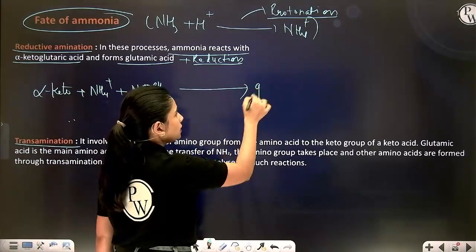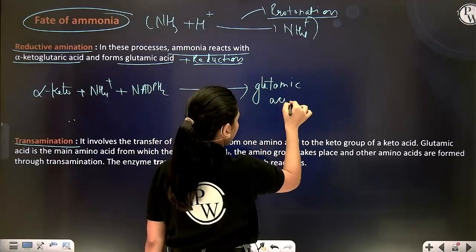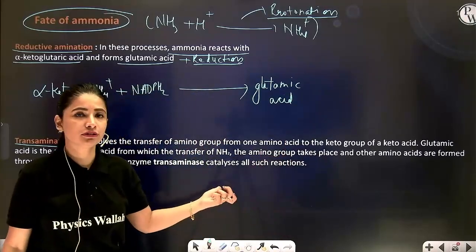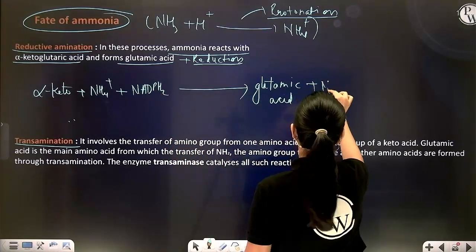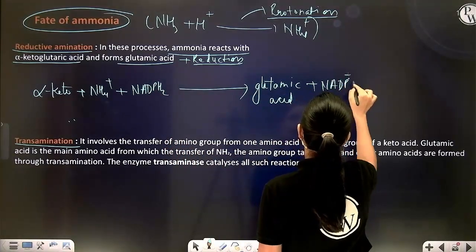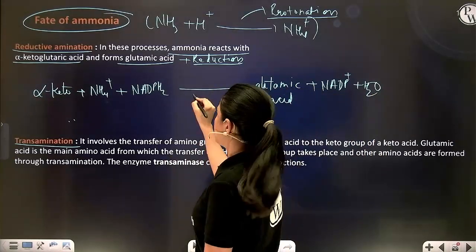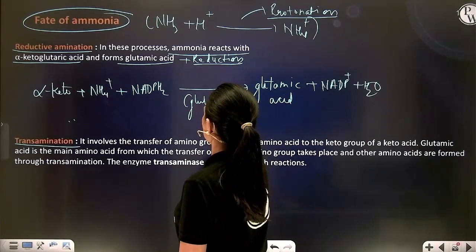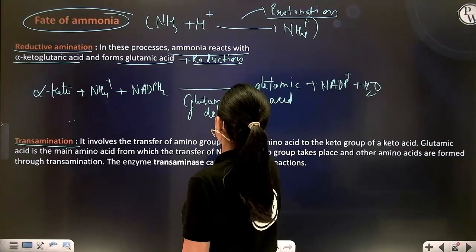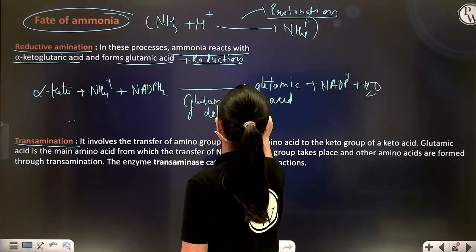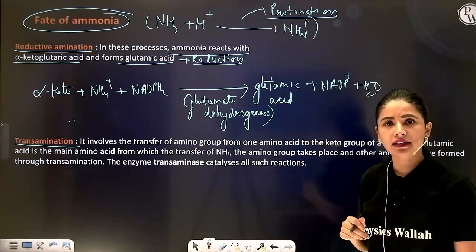What will be formed? Glutamic acid will be produced, which is one of the amino acids. Now you can use this amino acid for protein synthesis. This NADPH2 itself will get oxidized and water will be released as a byproduct. To do this, the enzyme required is glutamate dehydrogenase. Right? So this is the equation of reductive amination.